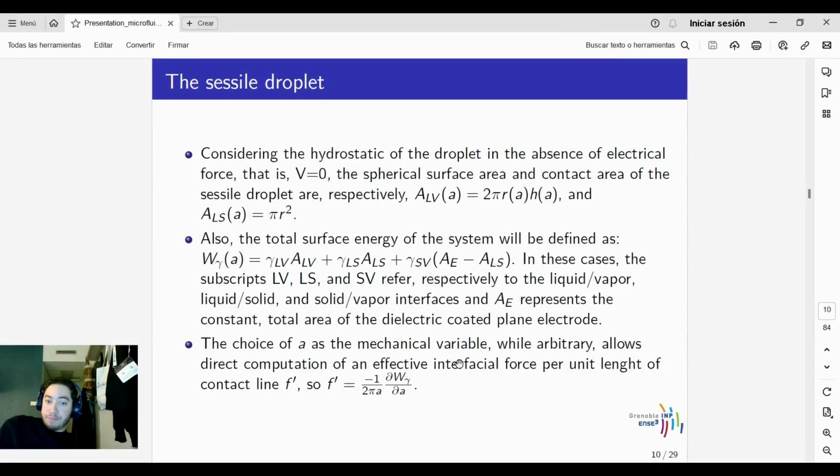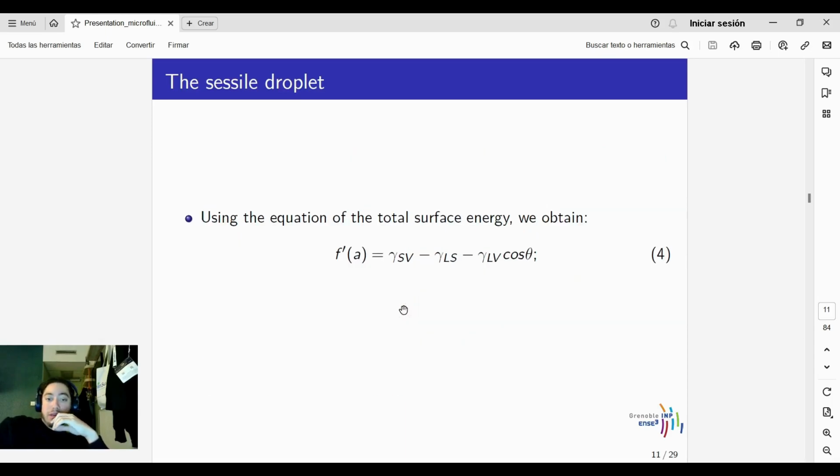So if we replace all the terms in the equation of the force, all the terms that we have been seeing here, the derivative of the surface energy as a function of A, we are going to basically obtain this equation that is the Young equation, as we already know.